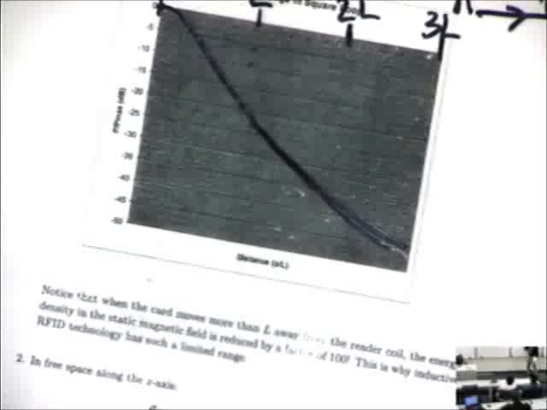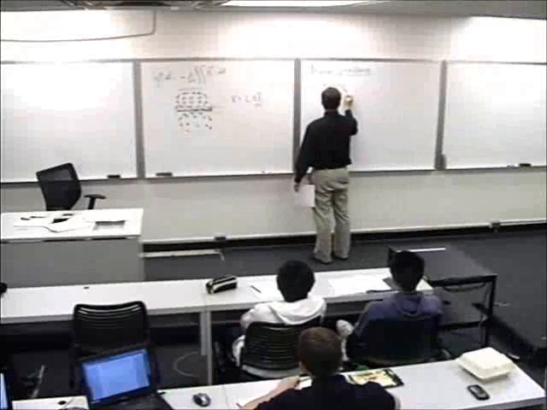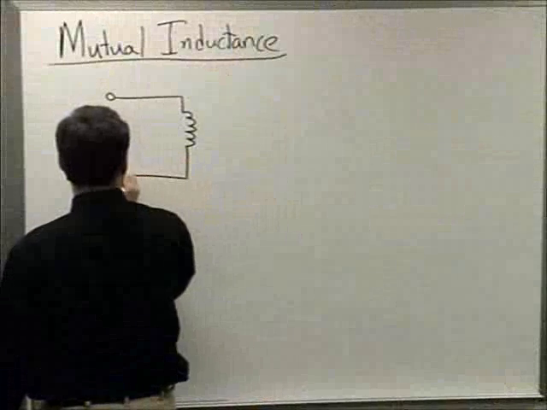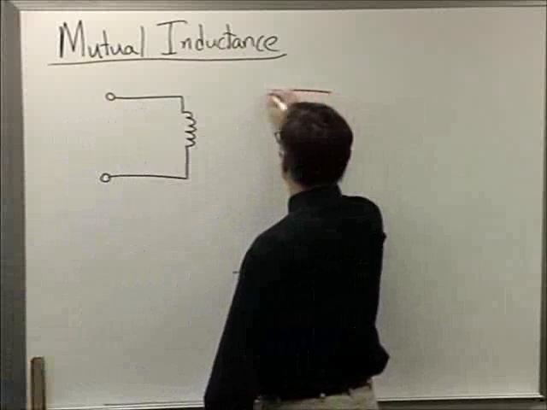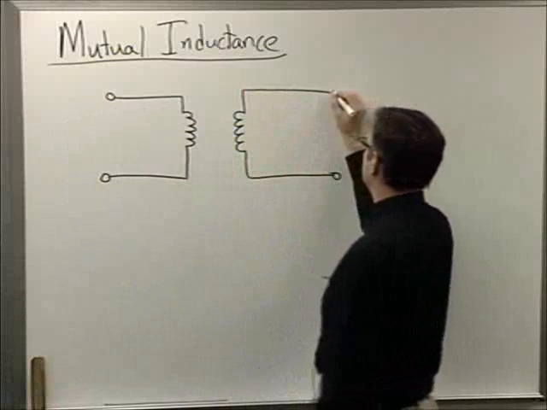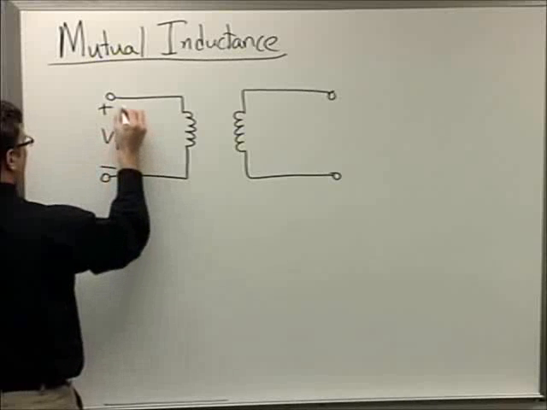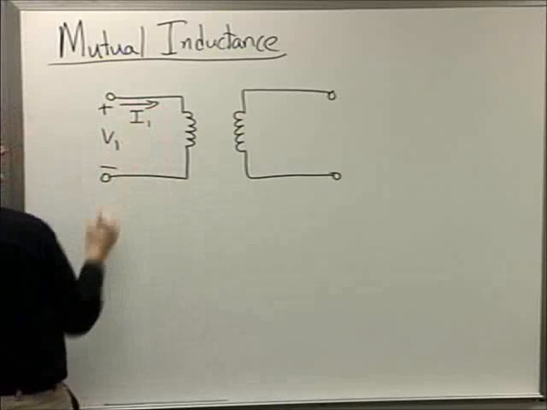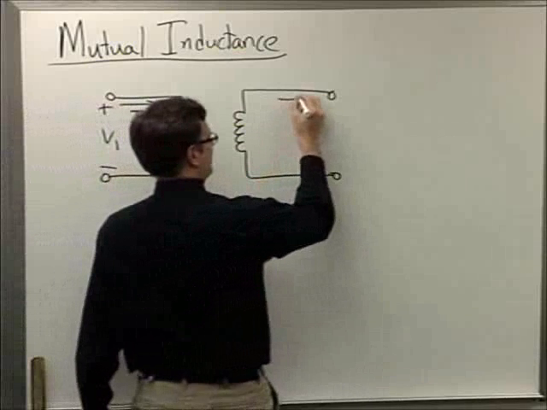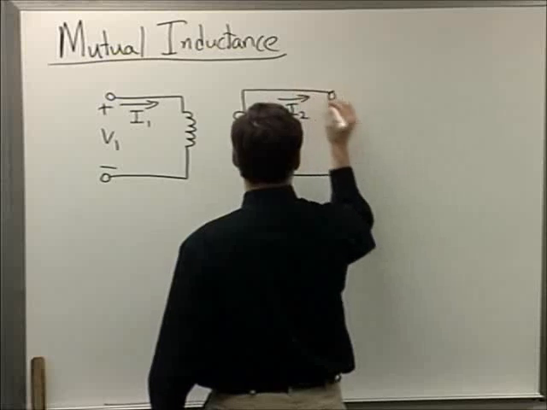So here's our system. When I have two coils that are sharing flux, we electrically represent this system as a coil and another coil. And of course I'm going to put a voltage, and I have a current I1 going into the system. I've got a current I2 and a voltage going out of the system.